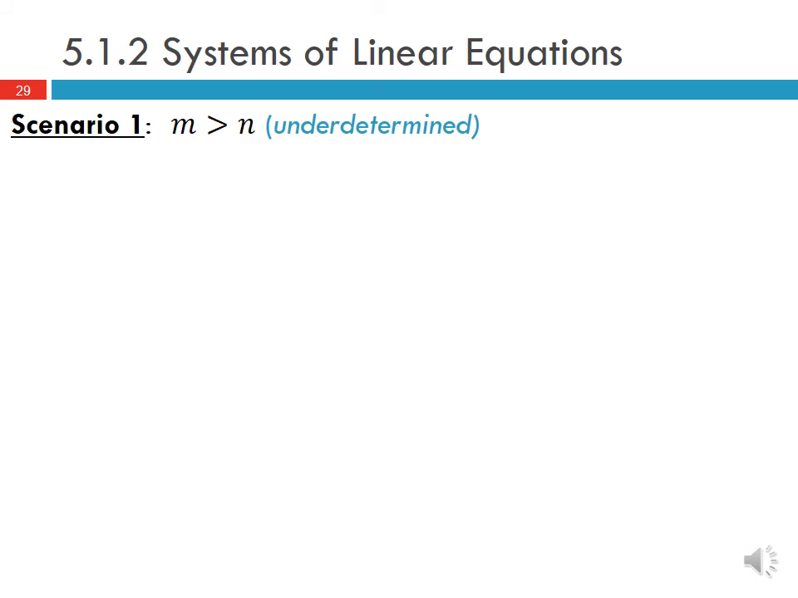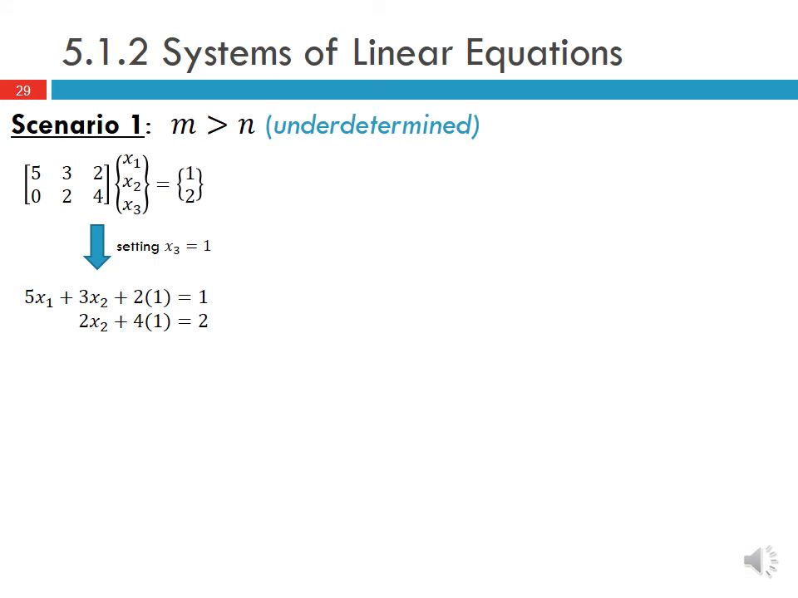So let's see an example with m greater than n. I've got this system here where my m is equal to 3 and my n is equal to 2. So I've got 3 unknowns and 2 equations. If I set x3 equal to 1 and plug this into my 2 equations, I can solve and find that x2 is equal to -1 and x1 is equal to 2 over 5. So this results in a vector x that's equal to (2/5, -1, 1), which satisfies my equations.